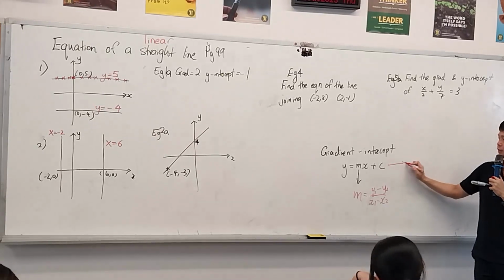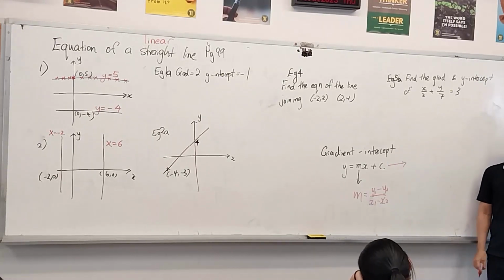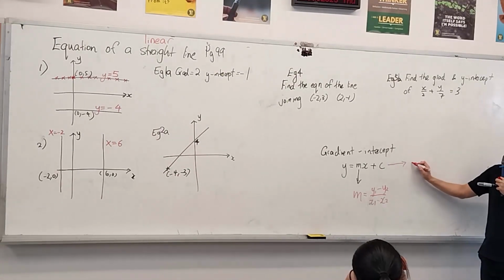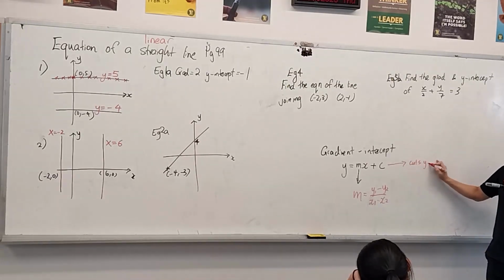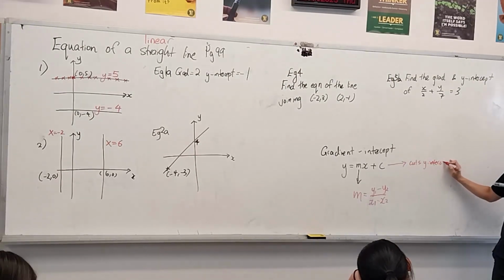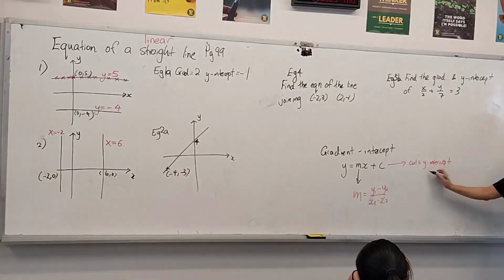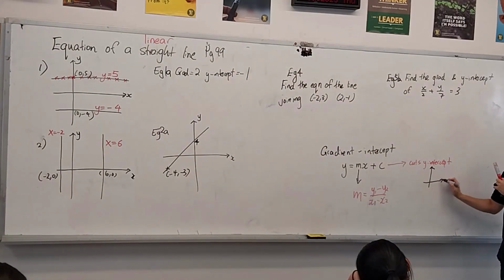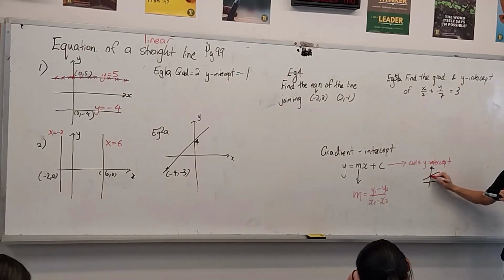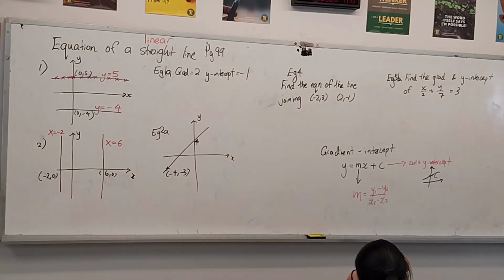Now, what is the meaning of c? Okay, c is actually where it cuts the y-axis, the y-intercept. So your teacher will all tell you that c is the y-intercept. If you don't understand what I mean, it means this is where the line cuts the y-axis. So this is your c value. A copy, very important.